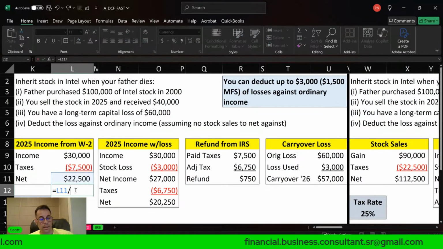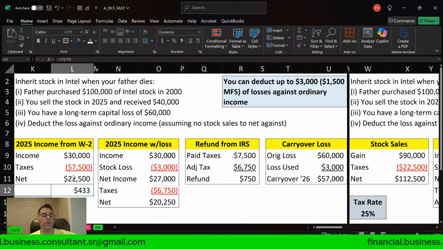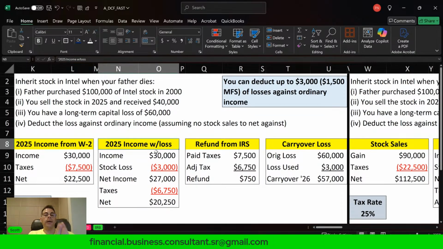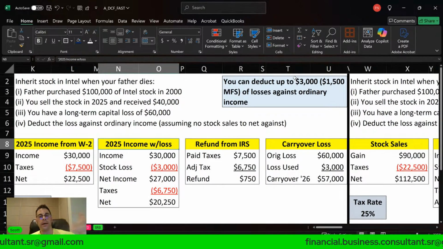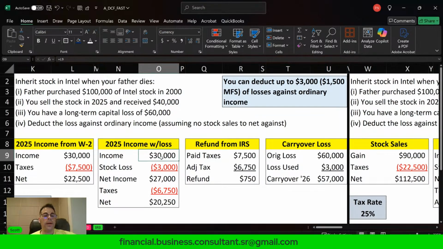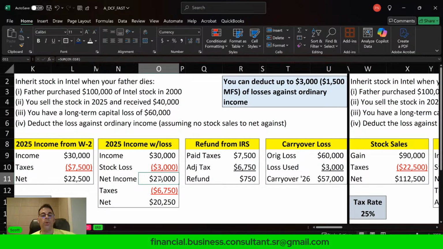So if you were paid weekly, each paycheck would be $433. That's how much you would take home. You would take home $22,500 divided by 52. So now your accountant is going to apply this $3,000 deduction because you could only do $3,000 against ordinary income. So your accountant would take your $30,000 of income, apply a $3,000 stock loss. So your net income is $27,000.